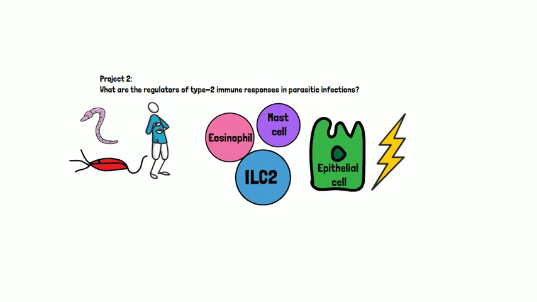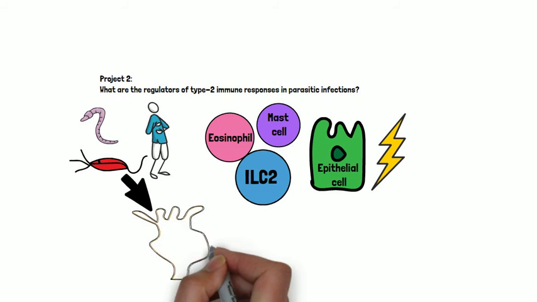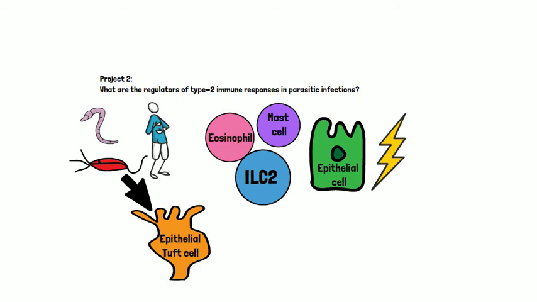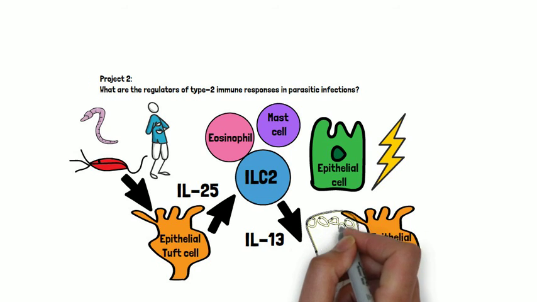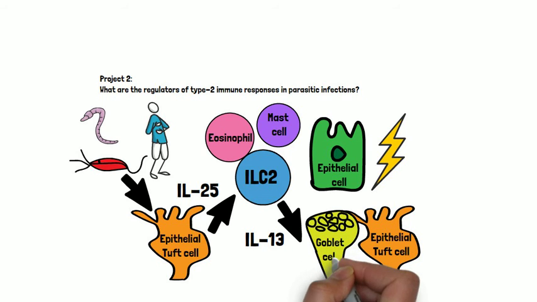Type 2 immune responses are initiated by parasite-sensing interleukin-25 producing epithelial tuft cells, resulting in the activation of interleukin-13 producing ILC2s that in turn signal back on epithelial cells. This feed-forward IL-25, ILC2, IL-13 circuit amplifies type 2 immune responses and initiates massive tissue remodeling, including tuft and goblet cell hyperplasia and mucus production, resulting in the containment of intestinal parasites.